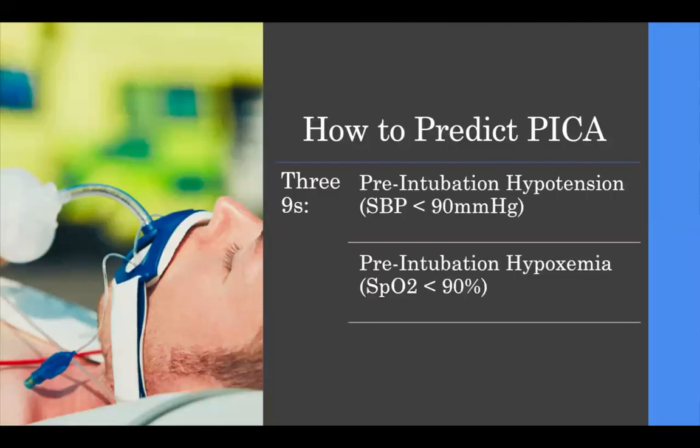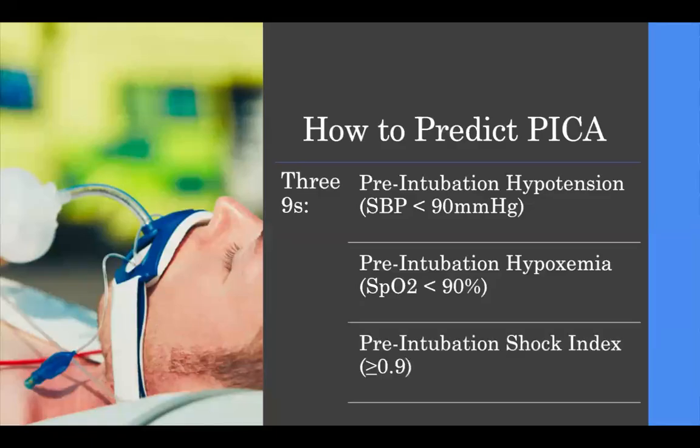Next is pre-intubation hypoxia. So we know those rates are fairly high. We've talked about ways to mitigate that. But just know if you're in a situation where you're forced to intubate someone who's still hypoxic, their rates of cardiac arrest are going to go up.